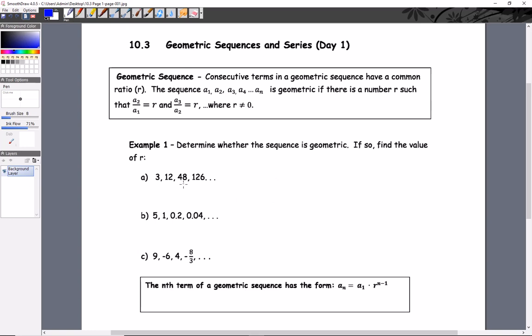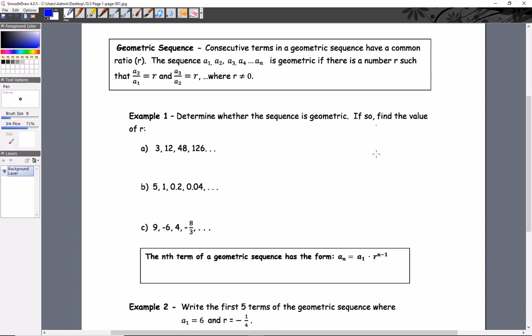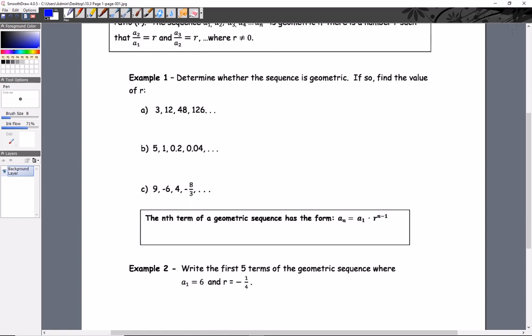Then we'll move to the next one and repeat, the next one and repeat. If that ratio ends up being the same all the way through your sequence, then you've got a geometric sequence, which is how we test for one. Looking at A, for example, we can't start with 3, so we'll go to 12. 12 over 3 is 4.